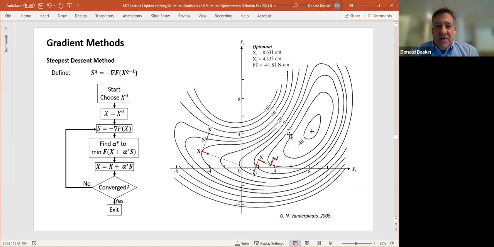So how do we use this? How do these algorithms use this concept in order to find the value, a point in a design space that is an optimum? So here we have an example on the right. This is from Geert Vande Plas. I'll introduce him in a minute.